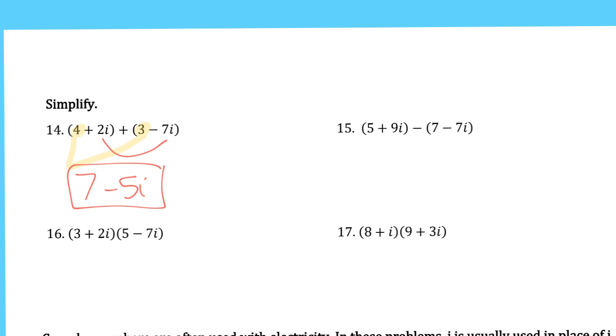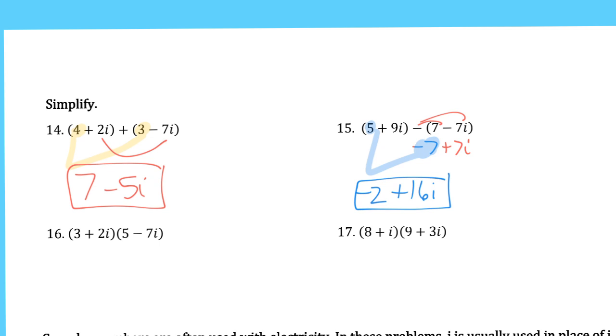The second question says, hey, let's subtract two complex numbers. So we would get negative 7 and then plus 7i. And again, combine like terms when you're adding or subtracting. So this 5 and negative 7 would go together, and so the 9 and the 7. And so your answer to this question would be negative 2 plus 16i. And that's the right order.